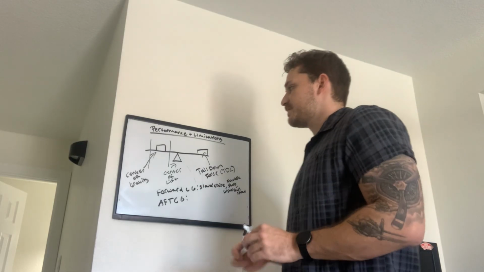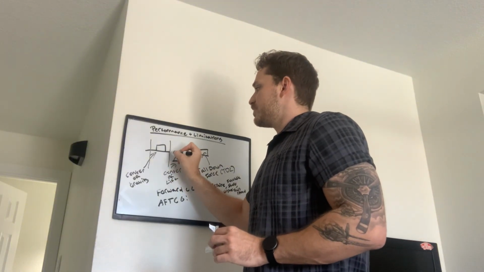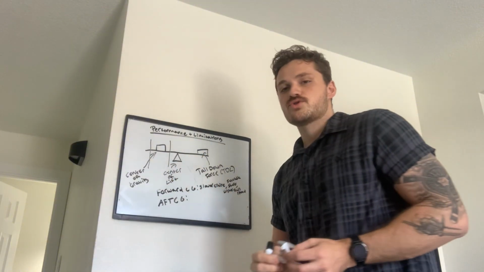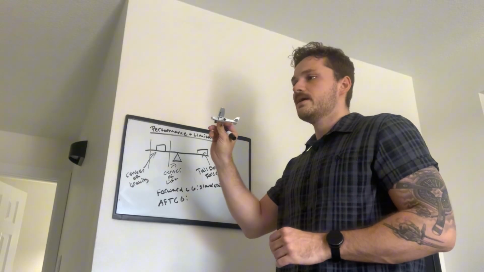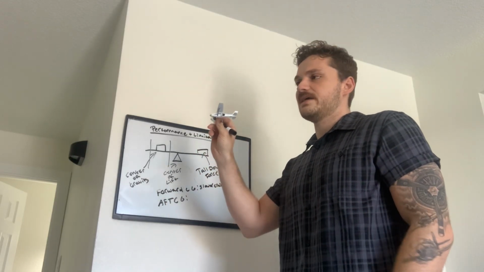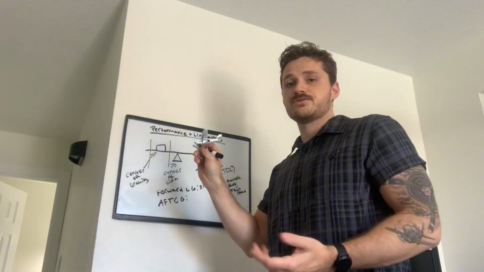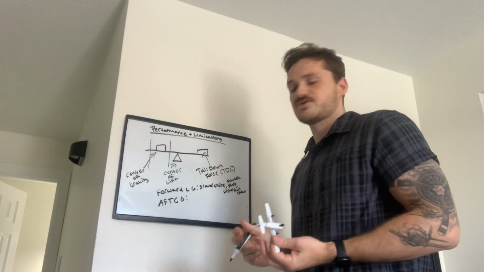Then we have the aft CG. So a little bit of an aft CG here. CG's working a little bit closer to that center of lift. So we're going to go ahead and fly out at a lower angle of attack. So we have less drag on the airplane at cruise, so we are going to have a faster cruise.